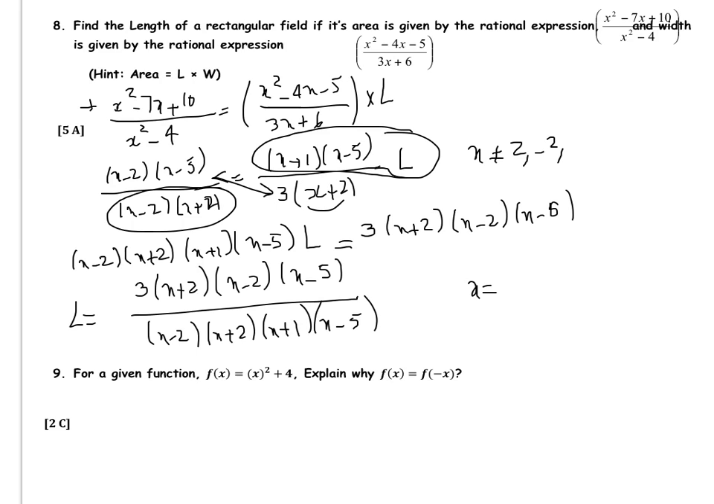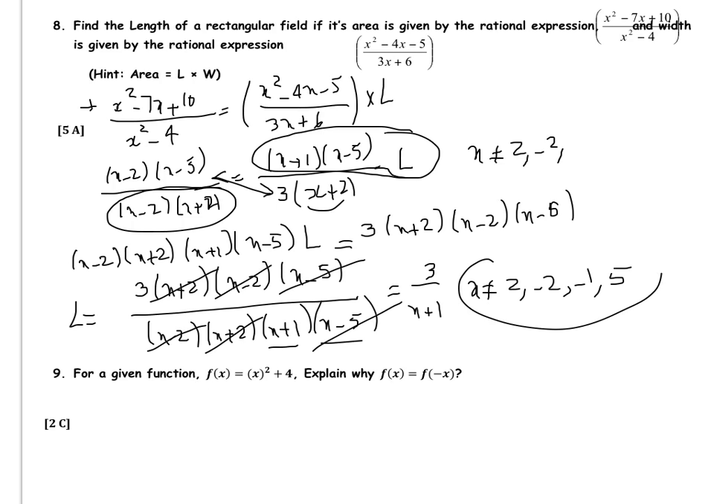Now our restrictions so far were 2 and -2, but now we have -1 and also 5 here. Now I can simplify (x minus 5) with (x minus 5), (x plus 2) with (x plus 2), (x minus 2) with (x minus 2), so I'm going to get 3 divided by (x plus 1), and the restrictions are going to stay the same, which is 2, -2, -1, and 5.